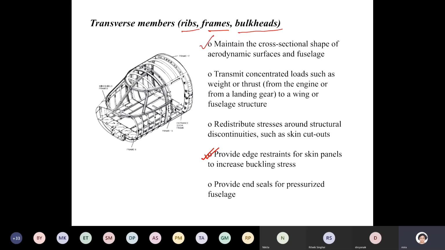So with this, we are done with the introduction of the aircraft structure. Now I will briefly give an introduction to the material aspect of aircraft structure, just to give you an exposure to the kind of material that is used. At this point, do you have any questions before I move into materials?